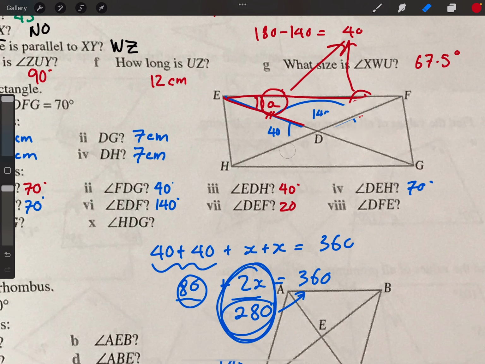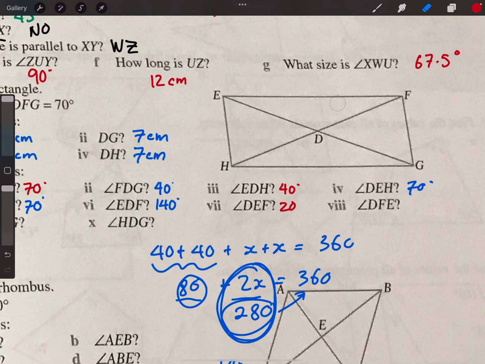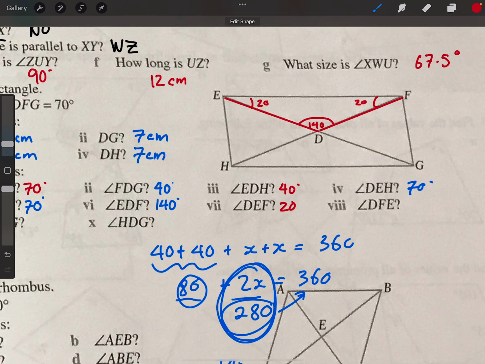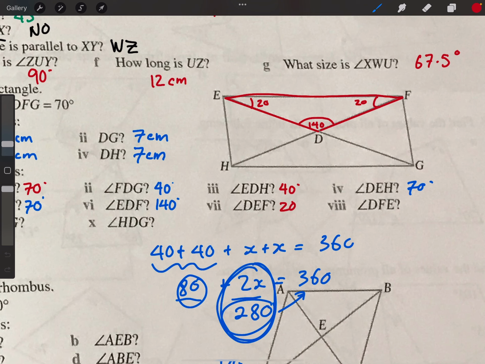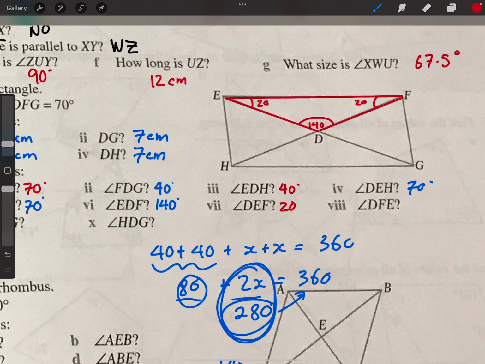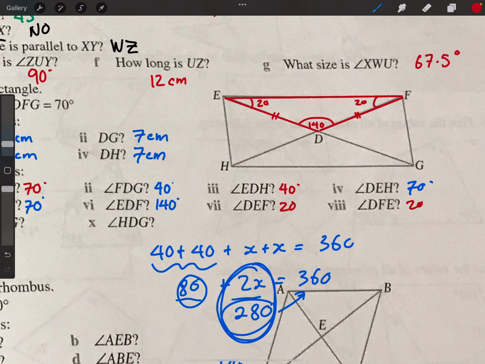So what I'm trying to say is that this thing here, let me just rub this out. We know this is 140. This must be 20, and this must be 20. This is an isosceles triangle, so that must be 20. Angle DFE, that's also 20. That's referring to this one here.